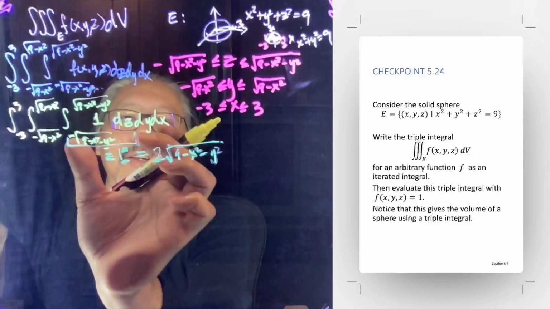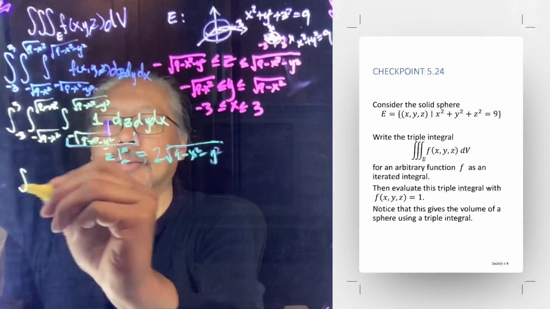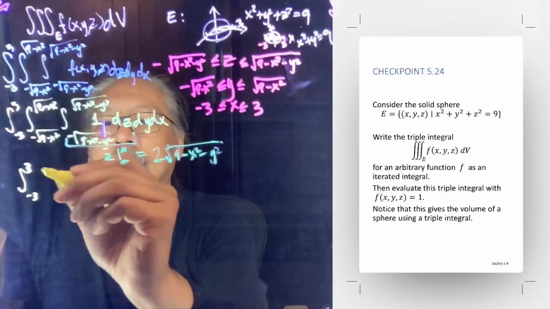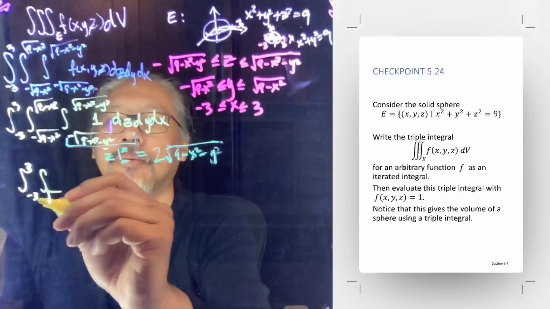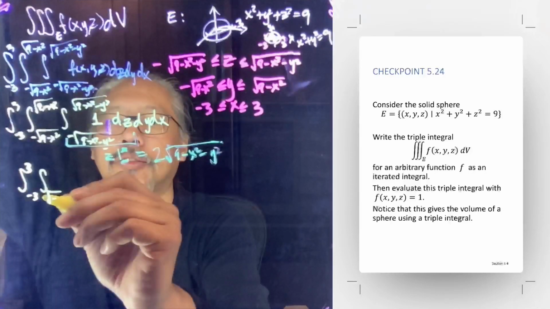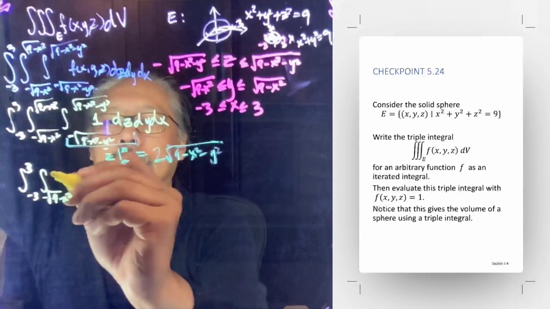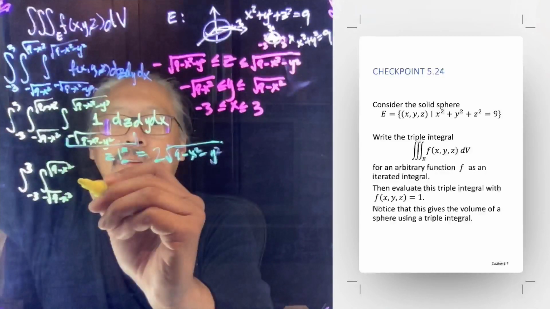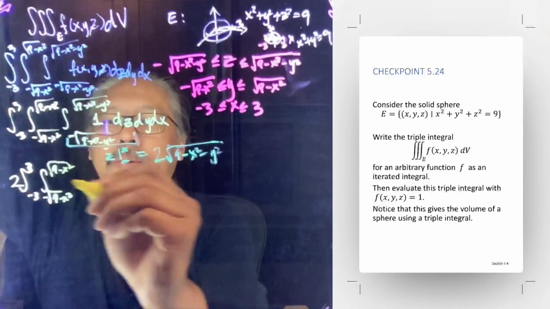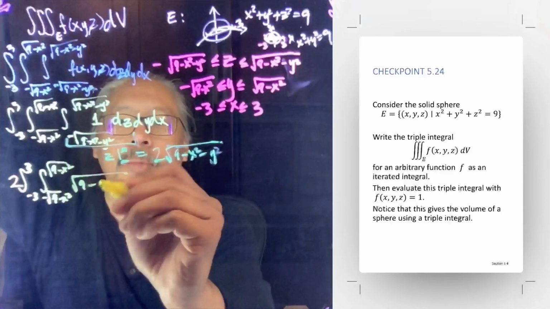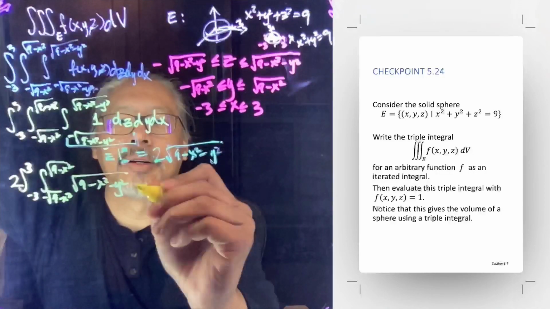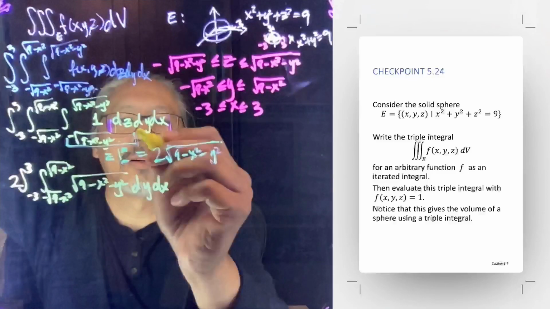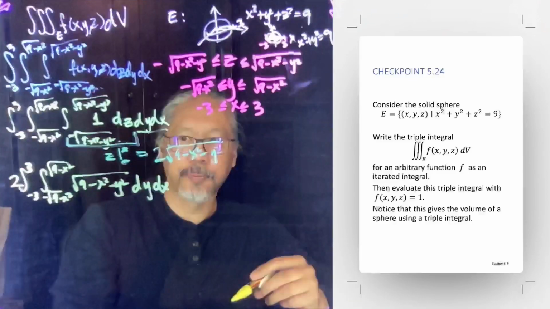The integral of the inside, and so now what we have left is the outside. There's still 2 integrals left. Integral from negative 3 to 3, and then negative square root of 9 minus x squared to positive square root of 9 minus x squared. And then our new integrand is 2. Let's put the 2 out here, and then square root of 9 minus x squared minus y squared. And then here we're going to go dy dx. That's our outside 2 integrals.